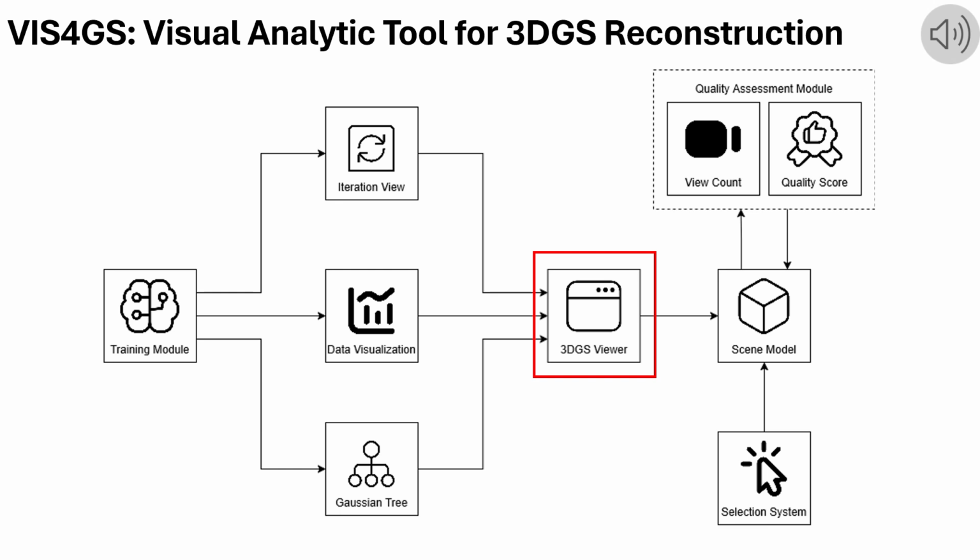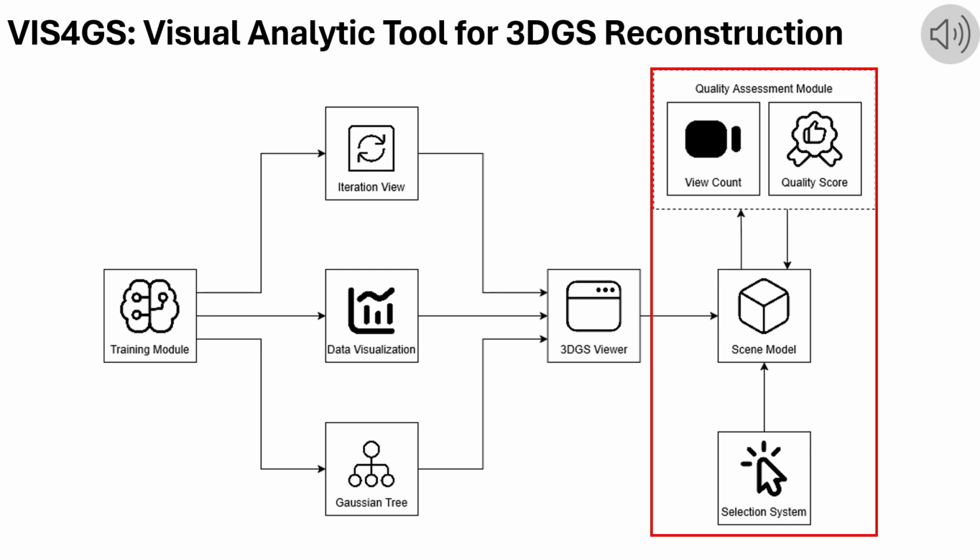And here, the 3DGS Viewer provides an interactive scene display for the user. Within the viewer, we have the scene model that represents the active 3D reconstruction. Users can use the selection system to highlight specific Gaussians and can use the view count and quality score to visualize camera view coverage and reconstruction quality.